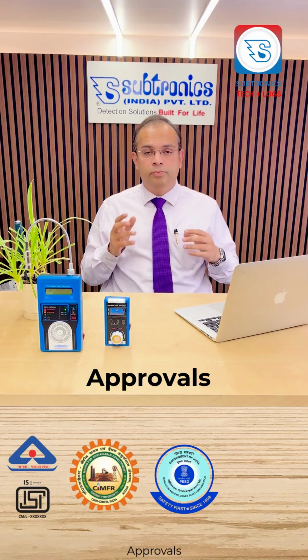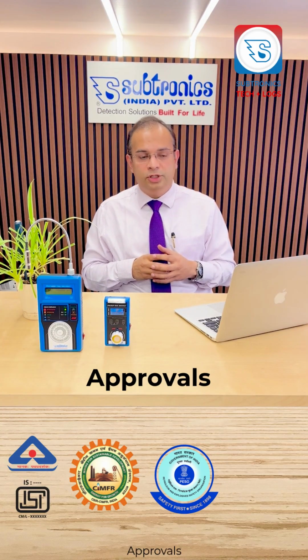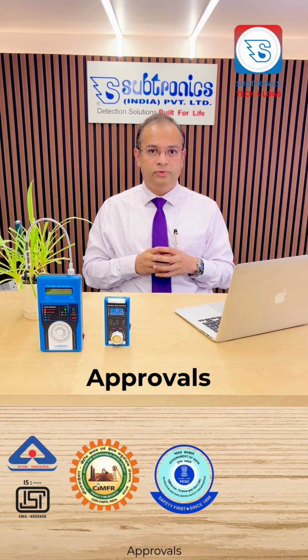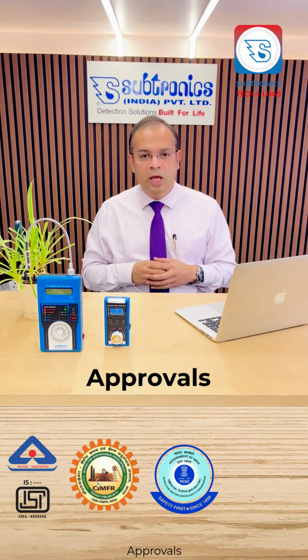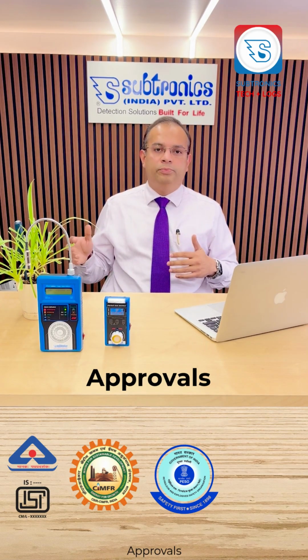Now PESO, the Petroleum and Explosives Safety Organisation, is the most important. This approval is a mandate for most kitchens, most plant areas, and most flame-proof areas in your plant. Apart from that, anything in addition becomes a bonus for us.